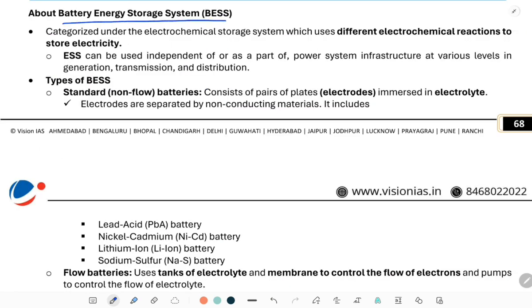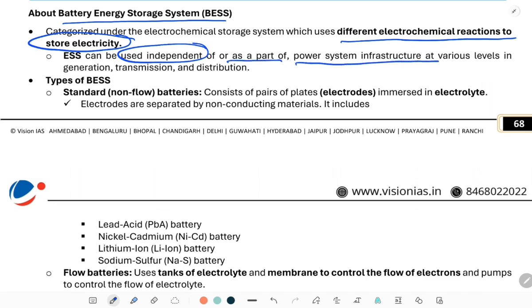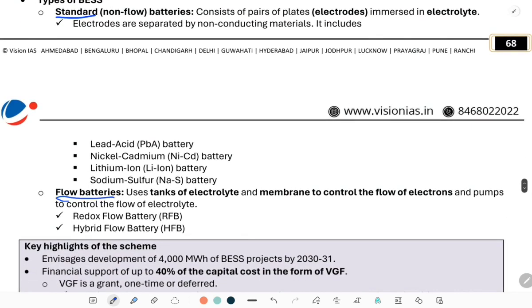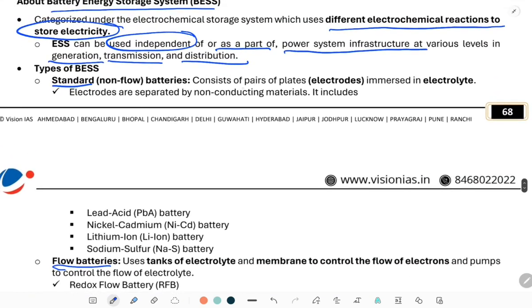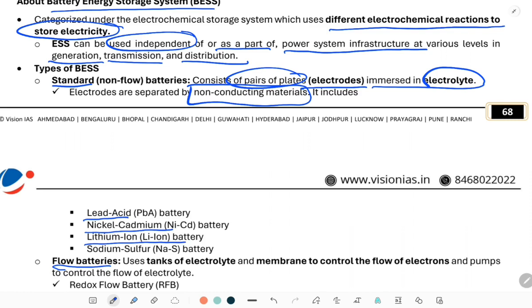This battery energy storage system uses different electrochemical reactions to store electricity. This energy storage system can be used independently of or as a part of power system infrastructure at various levels in generation, transmission and distribution. There are two types of BESS: standard and flow batteries. Standard batteries consist of pairs of plates, that is electrodes, immersed in an electrolyte. Electrodes are separated by non-conducting materials and include lead acid, nickel cadmium, lithium ion battery and sodium sulfur battery.